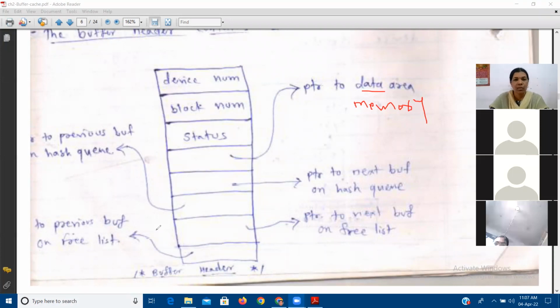Okay, so this is about the buffer header. I will explain the fields of the buffer header. Listen carefully to understand these concepts. Frequently I will take the help of this diagram. I will show again the 3 levels. So this is about the user level.